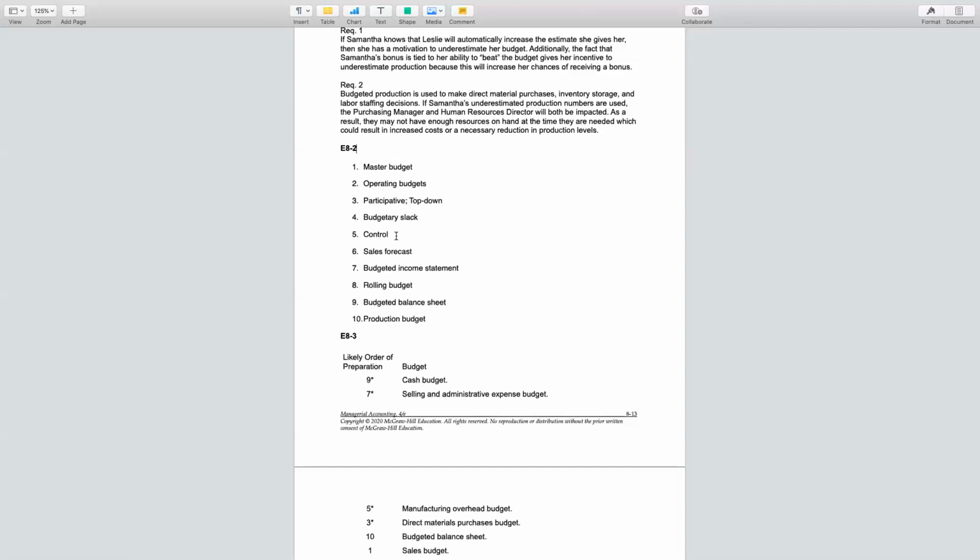So that is it for chapter 8. Nice, simple chapter, no numbers. Chapter 9 is next, and chapter 9 is the end. We will be finished.